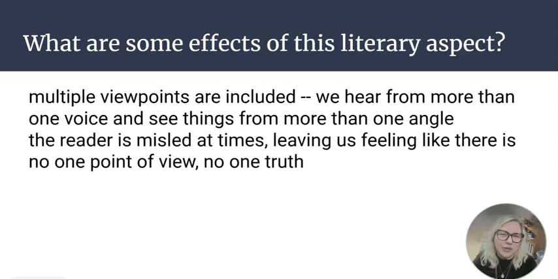The reader also is misled at times. This comes up later in the book when we get to the other 2 chapters that are also in third person. There's only 3 chapters in the book that are in third person. We'll see if you can find them. I'll help you find them as we get reading. But what we're going to find out is that the third person narrator leads us astray and doesn't tell us the whole truth at times, maybe even lies to us. You'll have to decide. And when the narrator does that, well, that makes us feel like there is no one point of view, no one truth, even if we can't trust the narrator.